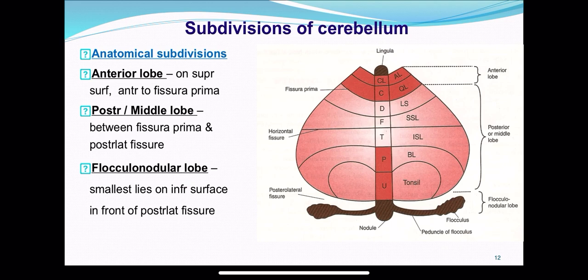That is the flocculonodular lobe. So anatomical subdivisions are anterior lobe that lies in front of fissura prima, posterior or middle lobe that lies between the fissura prima and posterolateral fissure, and flocculonodular lobe that lies on the inferior surface in front of posterolateral fissure.